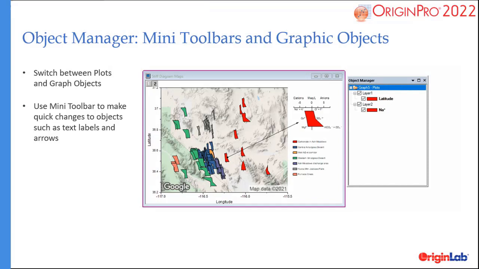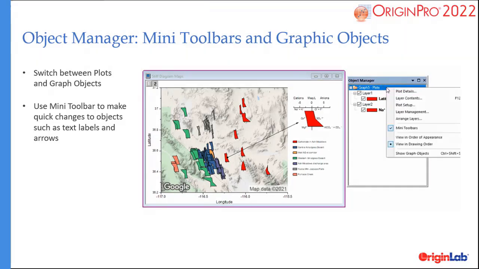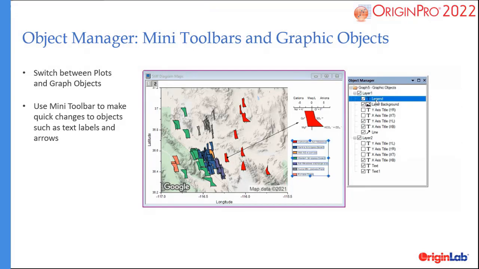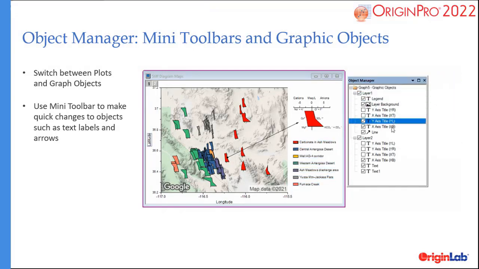So, the Object Manager can be used to view plots or objects in a graph. Then you can select objects such as legends or titles, and you can change their font, size, color, etc. You can select objects such as arrows to change their thickness and color to make quick annotation changes to your graph without having to open dialogues. The mini toolbar pop-up provides all the key buttons frequently needed for modifications.